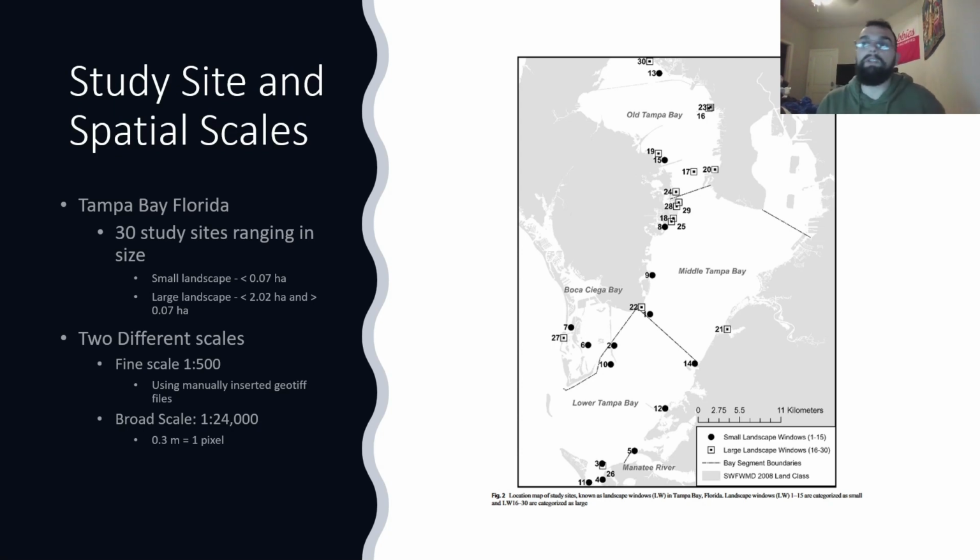They were measured at two different spatial scales, a fine scale, like we mentioned earlier, which is a 1 to 500 ratio, using manually inserted GeoTIFF files at about a meter squared each. And the broad scale mapping was done at about a 1/24,000 ratio, with 0.3 meters equaling 1 pixel.